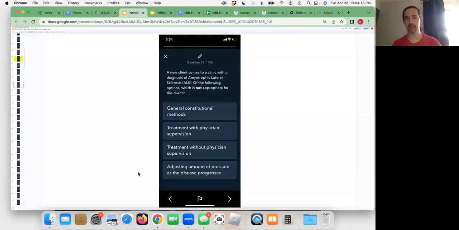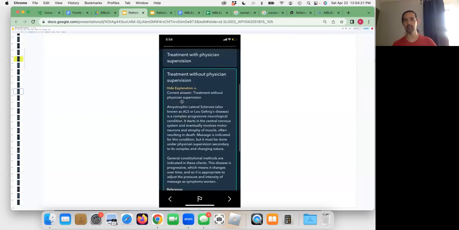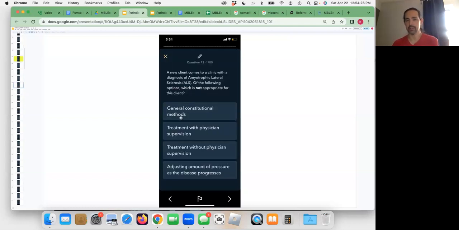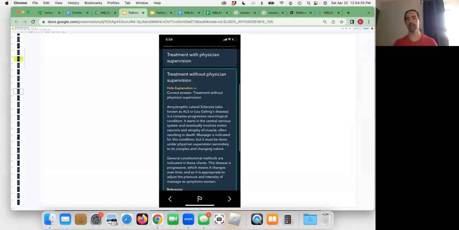Treatment without physician supervision is not appropriate. General constitutional methods are appropriate. Treatment with physician supervision is appropriate. Adjusting the amount of pressure as the disease progresses is appropriate. Okay. ALS, also known as Lou Gehrig's disease, is a complex progressive neurological condition. It starts with the central nervous system and eventually involves motor neurons and atrophy of muscles, often resulting in death.